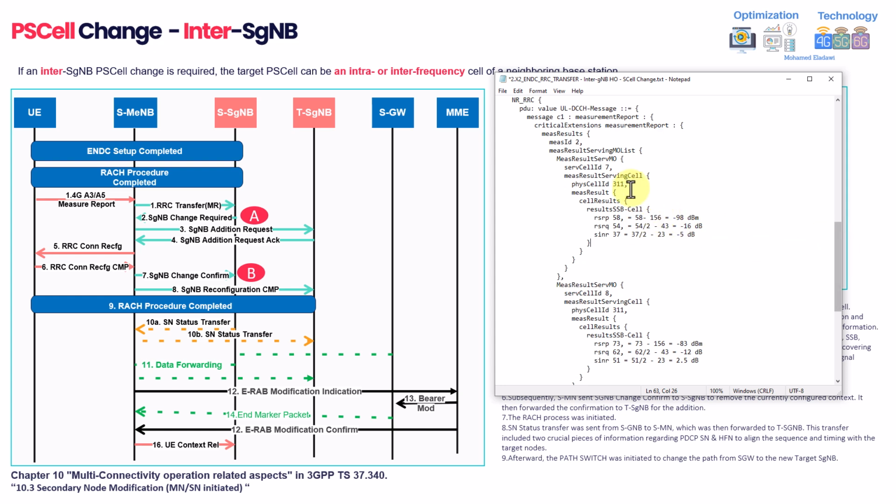Then you will find again this PCI is being repeated here. You'll find that there is another PCI information with a new coverage. So what it means by that, and this is still for the serving cell. If you look into that, this is saying serving cell ID, and this is the measurement for the serving MO or the serving MO list.